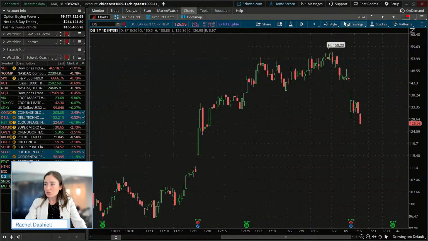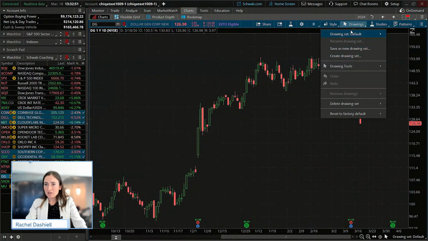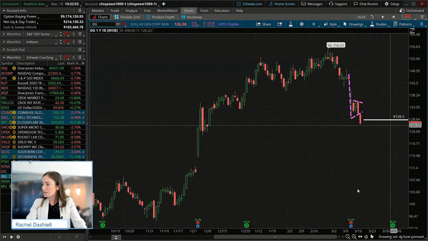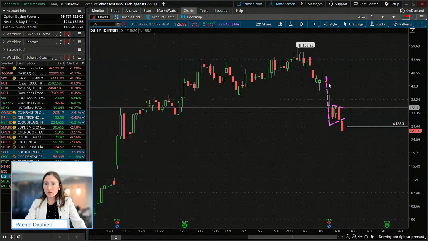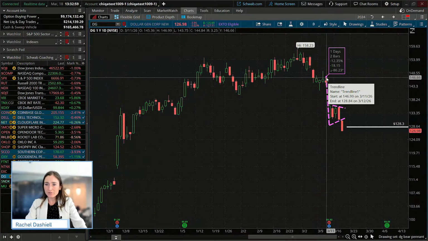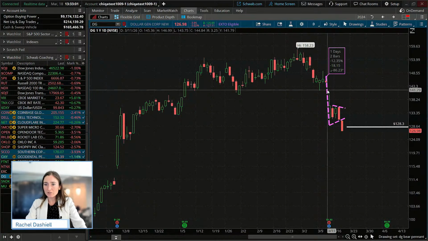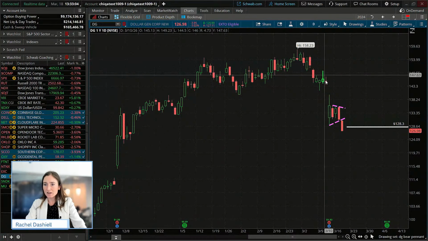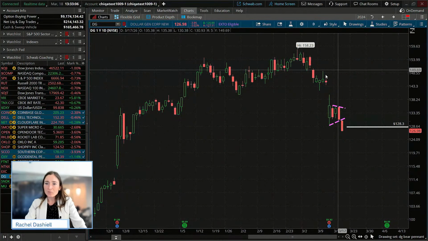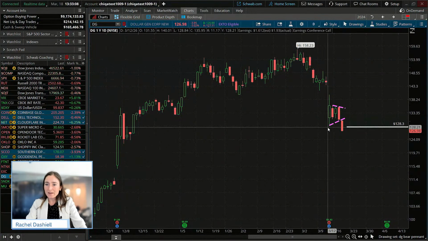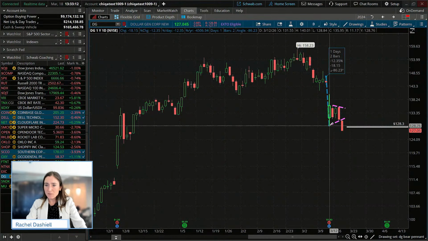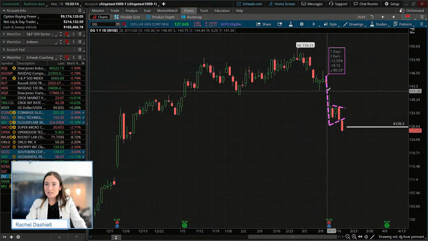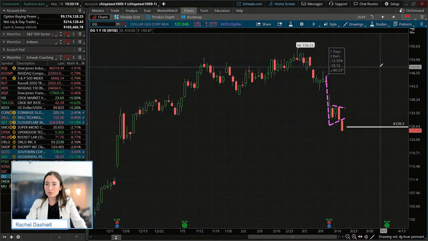So I'm going to go to drawings and drawing set, and I see that bear pennant there. So from the trading day that we saw from March 11th, I'm going to get rid of this so you guys can see that entire flagpole distance. From the high of that to where we gapped down, if I draw that once again as my flagpole, I can see that that's about an $18 move.